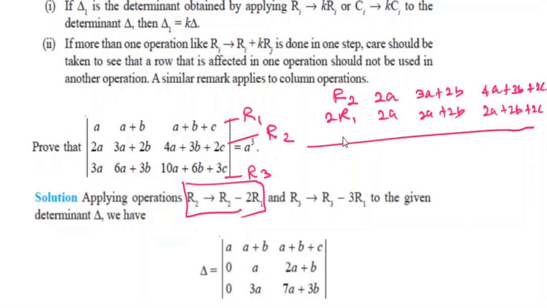Now we need to subtract. So 2A minus 2A is 0. And what about this? A plus 0 is nothing but A here. Then 2A plus B plus 0, that is 2A plus B. Similarly, you have to do the transformation here for R3. So we get 0, 3A, 7A plus 3B. You understand? Right.